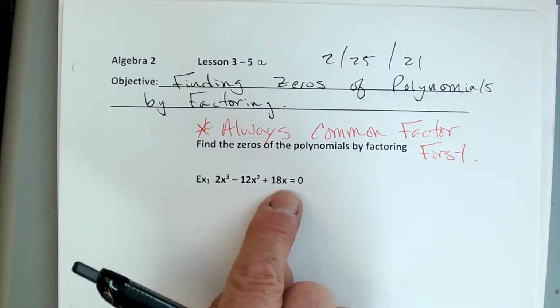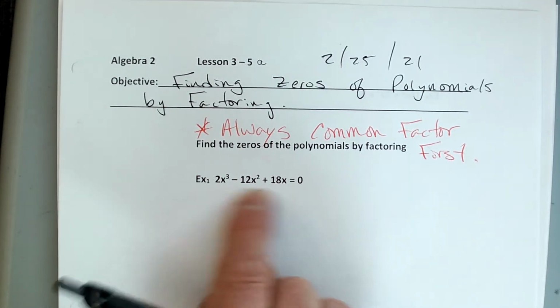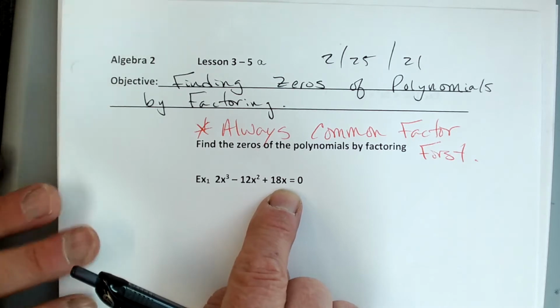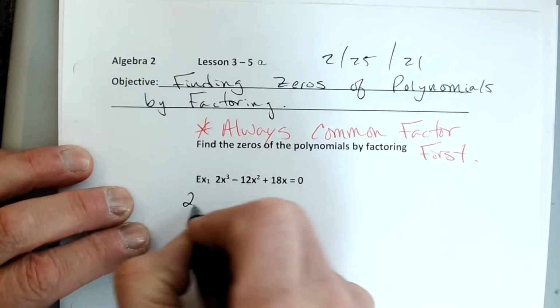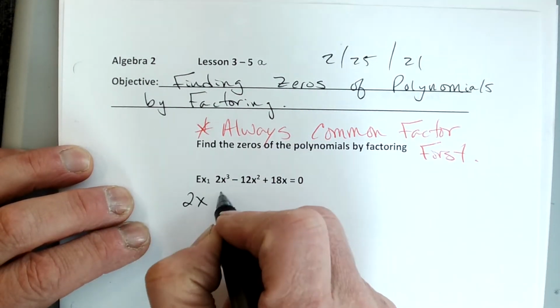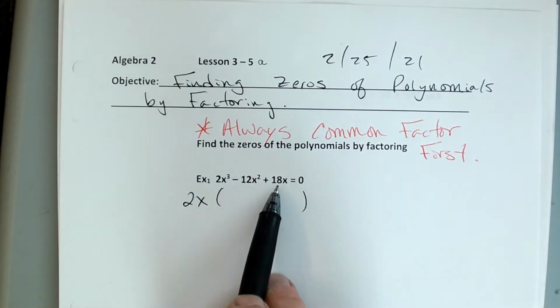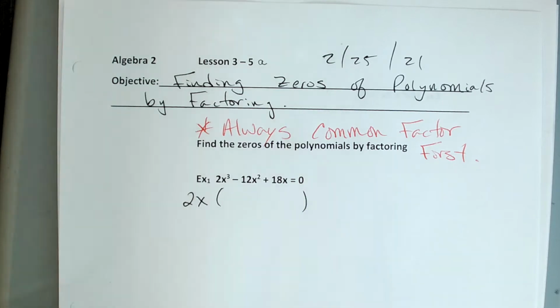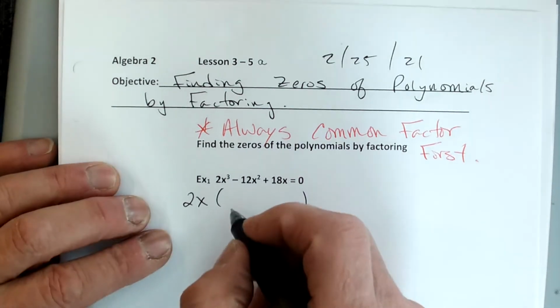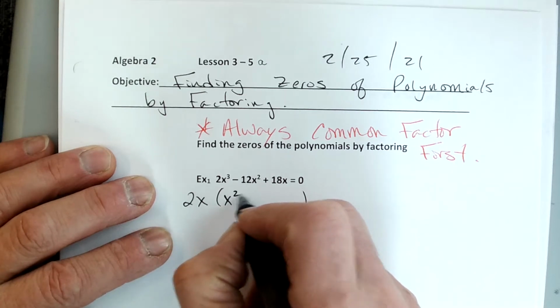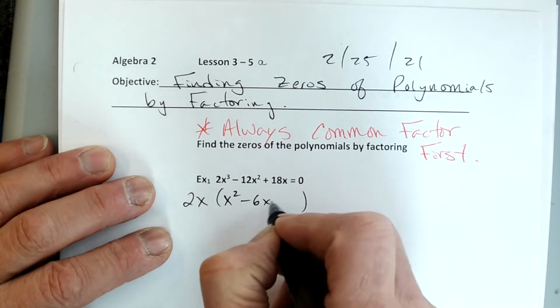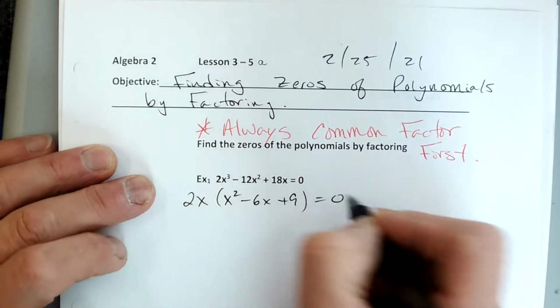So I look at all three of these terms, and the first thing I notice is that I can take out a common multiple of 2, and they all have at least an x in common. Does that make sense? 2 will divide into all three terms, and all three terms at least have an x, okay? So what we're trying to do by factoring is making it simple, okay? So then I'm going to have x squared minus 6x plus 9 equals 0, right?